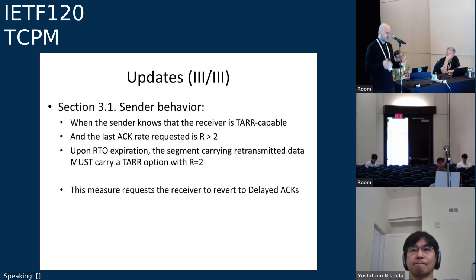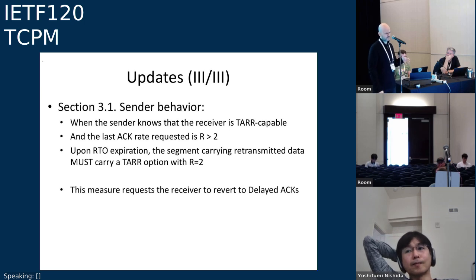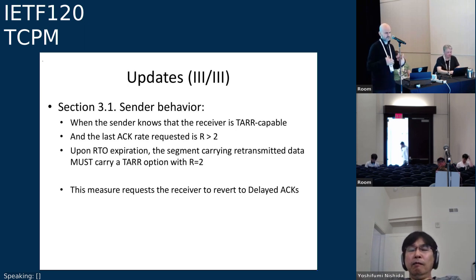So for this reason, we have added some text in section 3.1, which describes the sender behavior, as follows. When the sender knows that the receiver is TAR capable and the last ACK rate requested has been greater than 2, upon retransmission timer expiration, the segment carrying retransmitted data must carry a TAR option with R equal to 2. So we would expect this measure to request the receiver to revert to delayed ACKs.